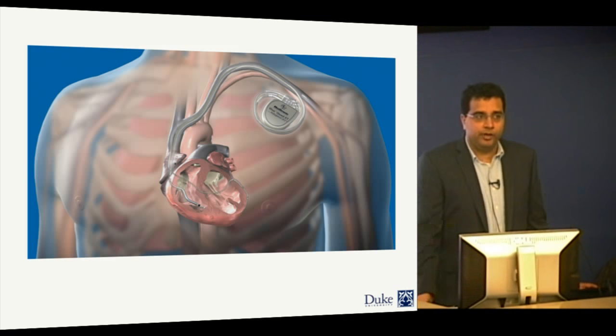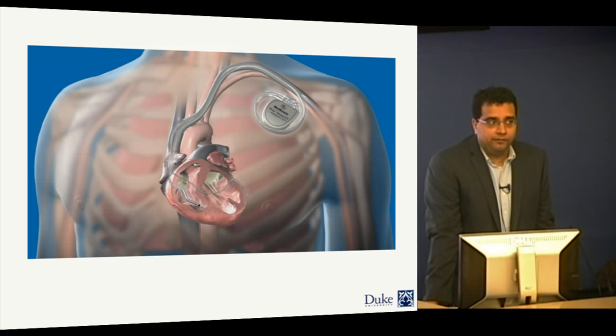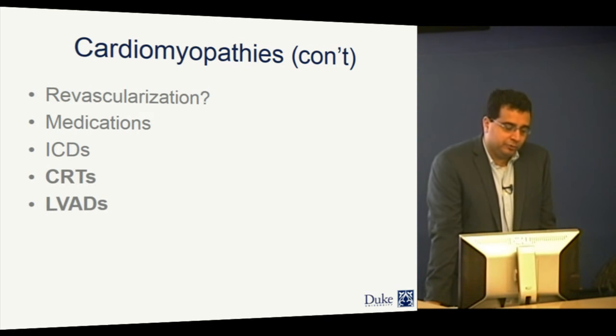MRI is becoming in some ways one of the dominant modalities to assess heart failure because it tells us a lot about what the etiology of that heart failure is, okay? So let's say you do all these things. You revascularize the person, you do medications, you put in an ICD and a CRT, and that still fails. What do you do next, okay? And there's 3 options. Option number 1 is transplant.